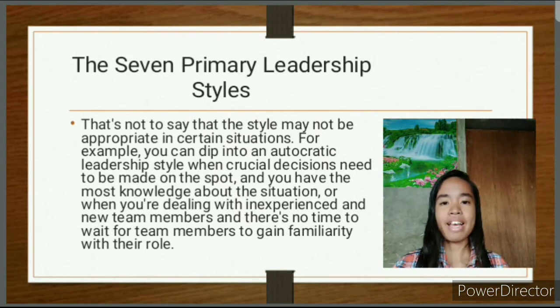That's not to say that the style may not be appropriate in certain situations. For example, you can dip into an autocratic leadership style when crucial decisions need to be made on the spot and you have the most knowledge about the situation, or when you're dealing with inexperienced and new team members and there's no time to wait for team members to gain familiarity with the role.